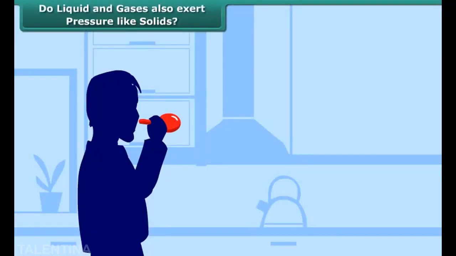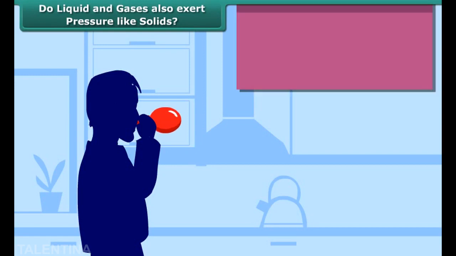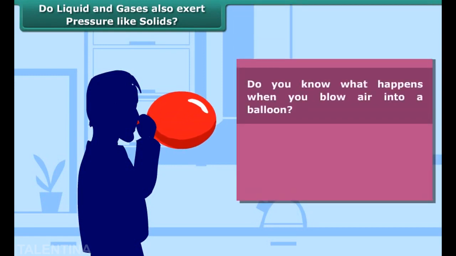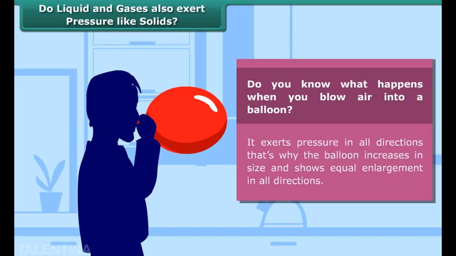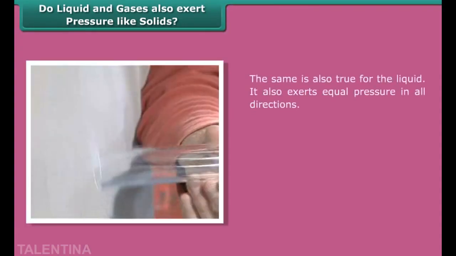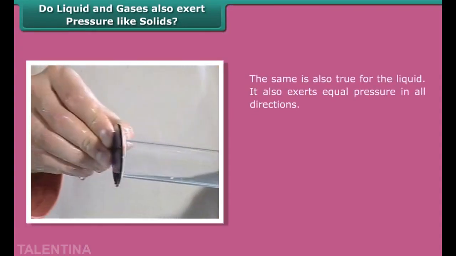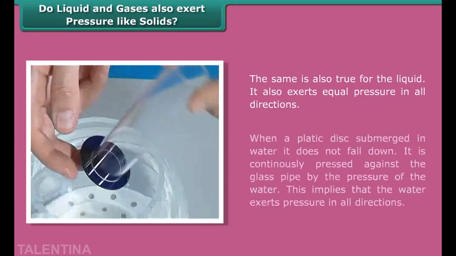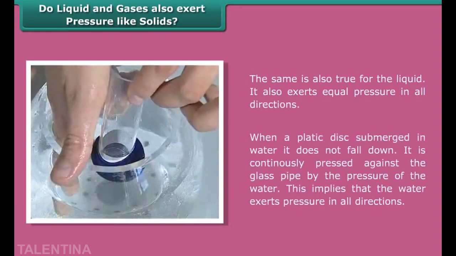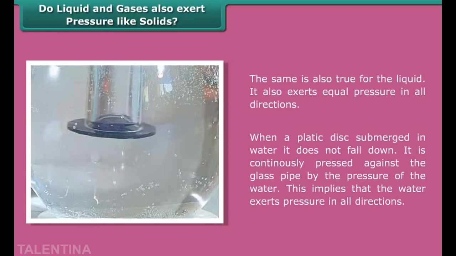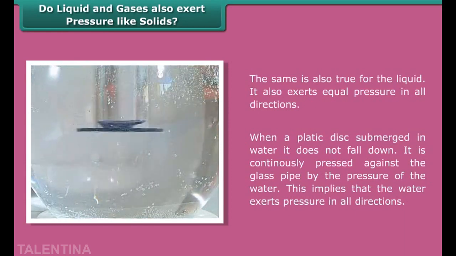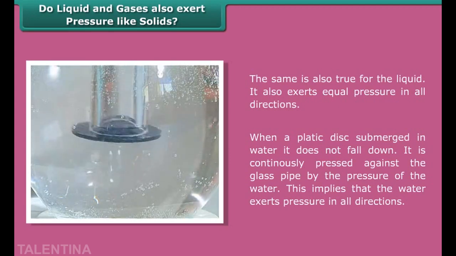Do liquids and gases also exert pressure like solids? Do you know what happens when you blow air into a balloon? It exerts pressure in all directions. That's why the balloon increases in size and shows equal enlargement in all directions. The same is also true for the liquid. It also exerts equal pressure in all directions. When a plastic disc is submerged in water, it does not fall down. It is continuously pressed against the glass pipe by the pressure of the water. This implies that the water exerts pressure in all directions.